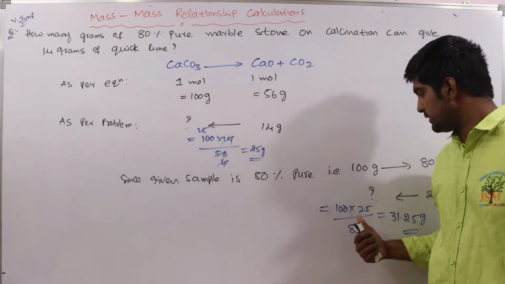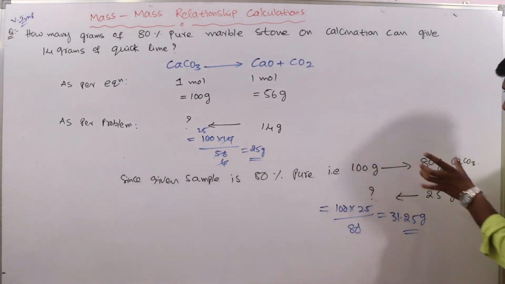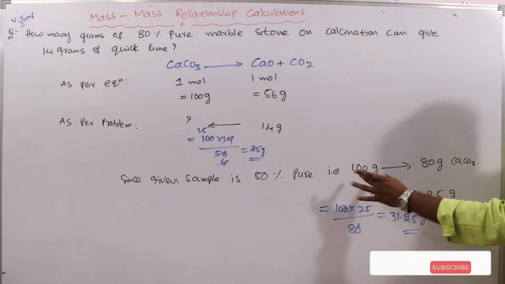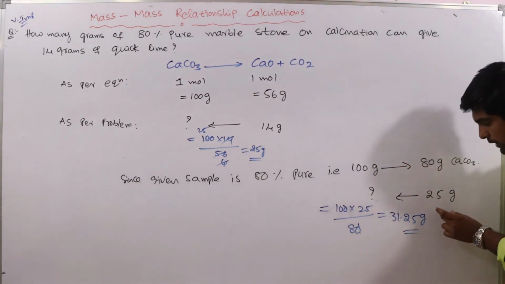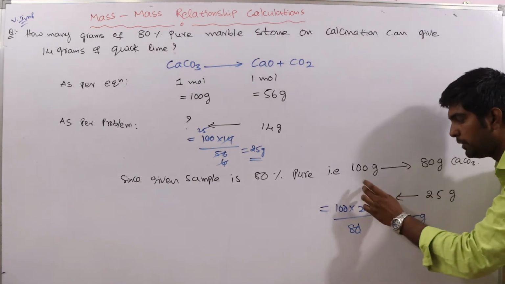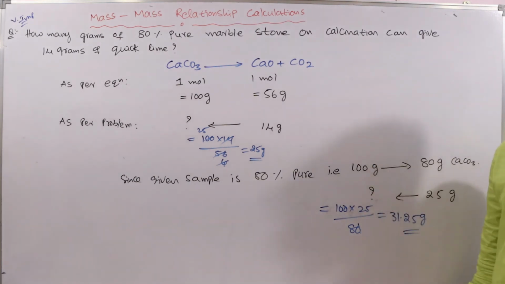Okay, clear? That's why this is very, very important. This step is important. In 100 grams, just 80 grams is the calcium carbonate. So to get 25 grams of calcium carbonate, how many grams of sample do we have to take?